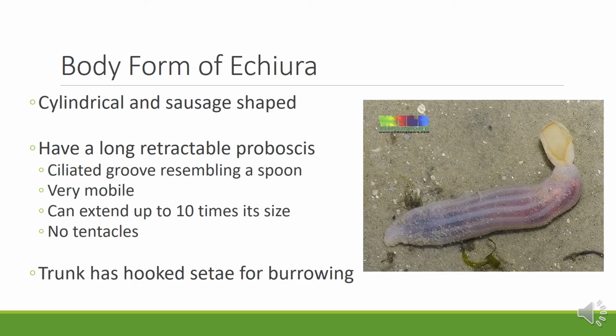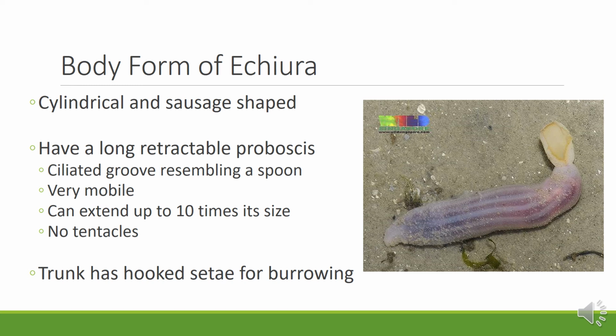Body form of these guys, they're cylindrical and sausage-shaped. They have a long retractable proboscis. This has a ciliated groove and it resembles a spoon. On the right here, you can see on my example towards the right-hand side, he's got that very spoon-shaped proboscis. This proboscis is very mobile.